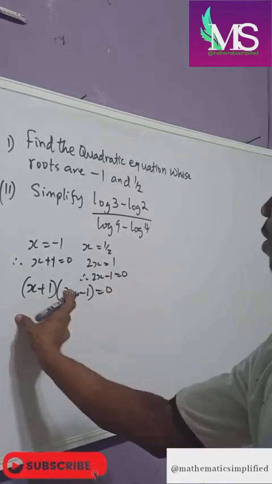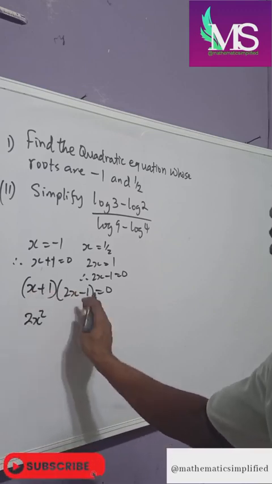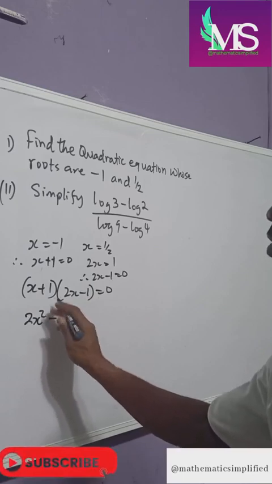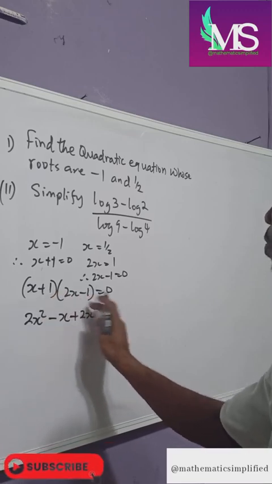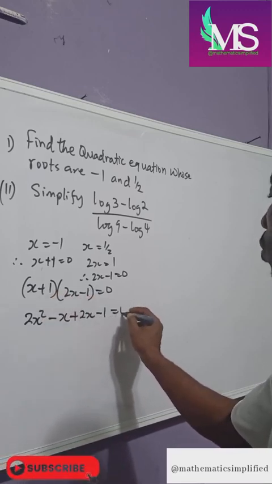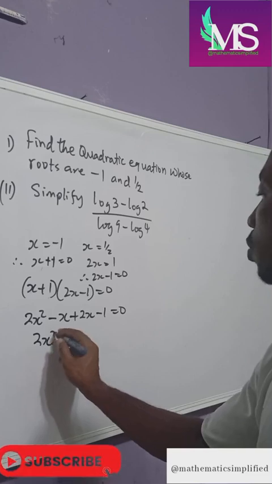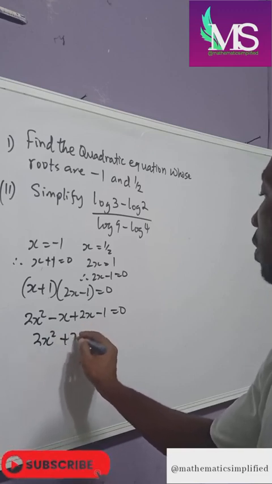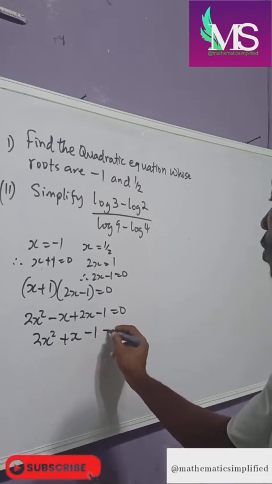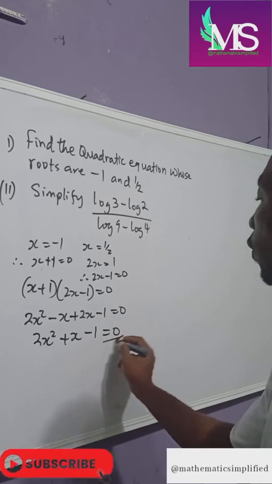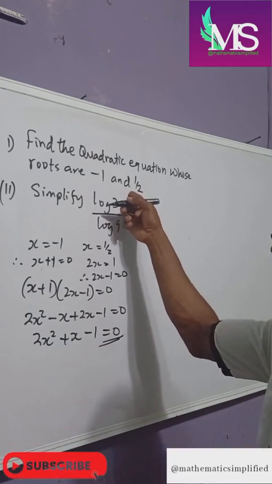Now expanding this, x times 2x will give us 2x squared, x times -1 is minus x, 1 times 2x is plus 2x, 1 times -1 is minus 1, equals 0. Collecting our like terms, we have 2x squared plus x (2 minus 1 will give us 1) minus 1 equals 0. So this forms the quadratic equation that gives rise to these roots.